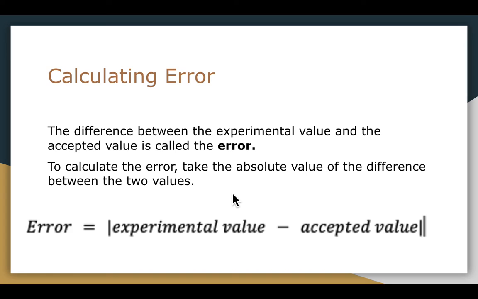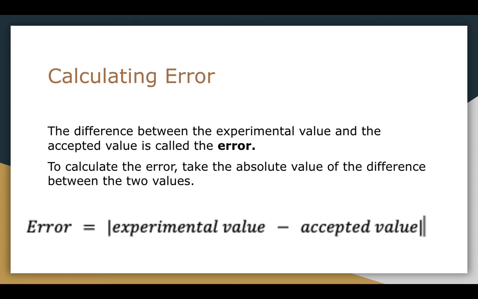So when you're doing that, you can calculate the error of your experimental measurement versus what the accepted measurement is, and that's called error. So the difference between the experimental value that you got or the scientists got in the lab and the actual accepted value found in very reliable sources and verified over and over again is called error.